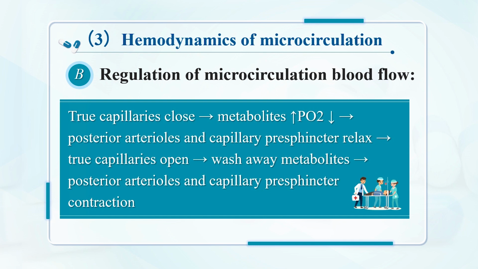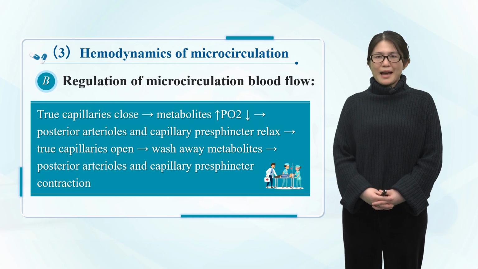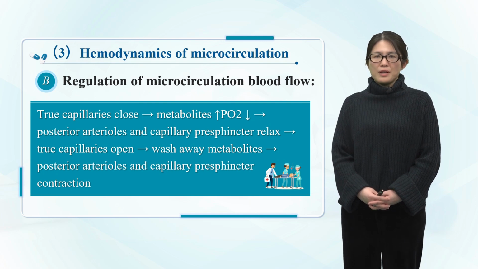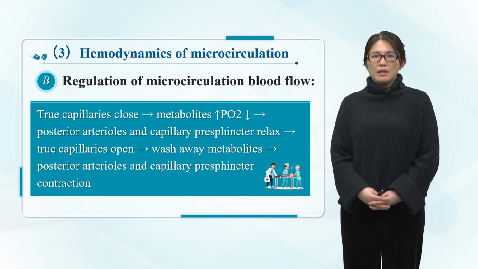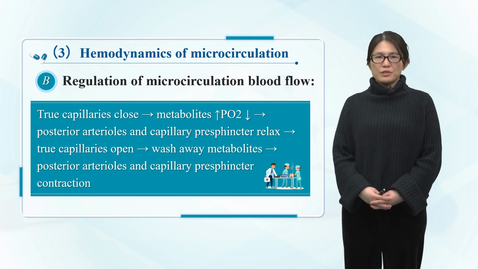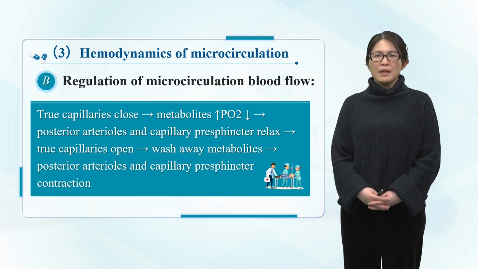Second, the partial pressure of oxygen decreases. The accumulated metabolites and hypoxia, especially the latter, can in turn cause the local posterior arterioles and capillary sphincters to relax. So the capillaries open and the metabolites accumulated in local tissues are cleared by the blood stream.